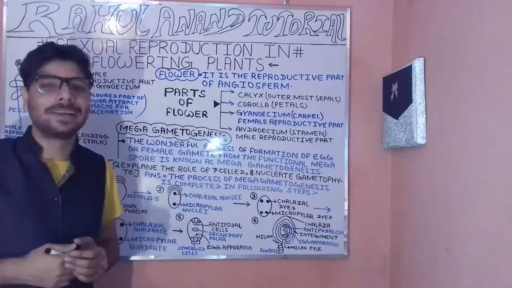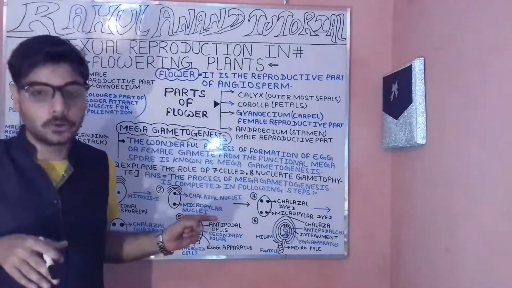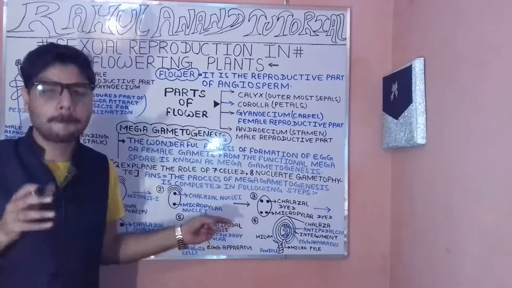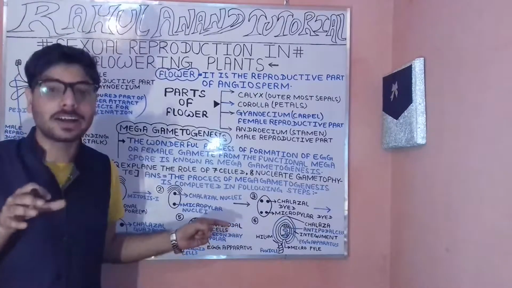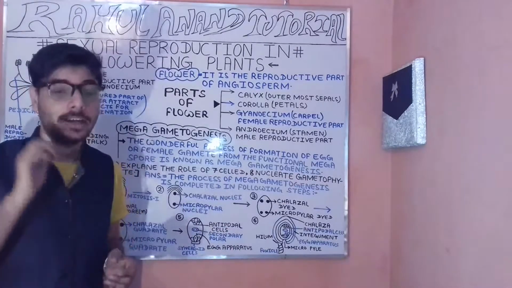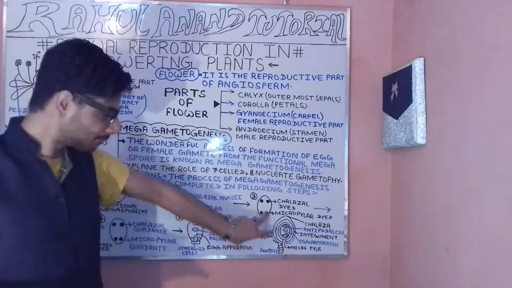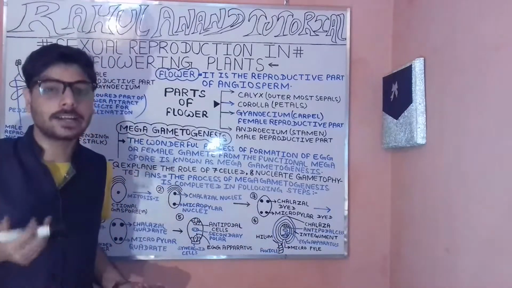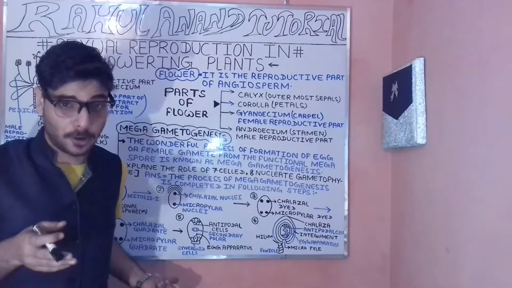After that, what will happen? Your chalazal nuclei as well as the micropylar nuclei will be further divided by mitosis into two nuclei again. This will be known as the chalazal dyad as well as the micropylar dyad found here. These will be divided again, forming the chalazal quadrant, then the micropylar one, into four nuclei.